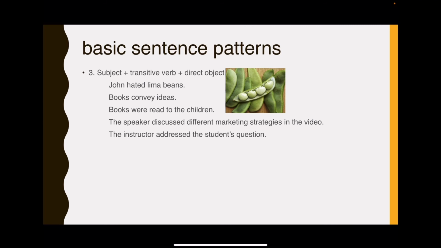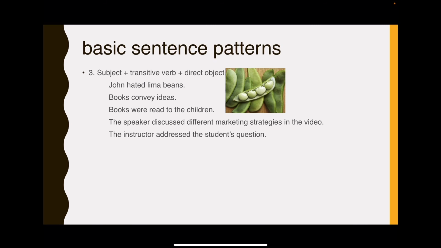Next one, number 3. This is subject and then transitive verb and the direct object. That's because a transitive verb is a verb that requires at least one direct object. Is that right? Okay, like "John hated lima beans. Books convey ideas. Books were read to the children. The speaker discussed different marketing strategies in the video, and the instructor addressed the students' question."